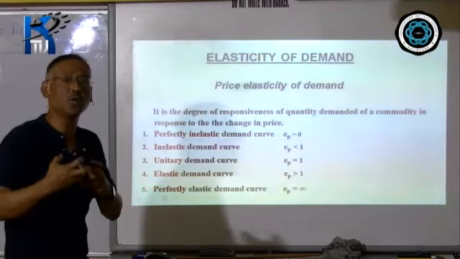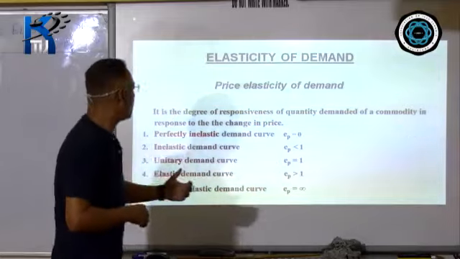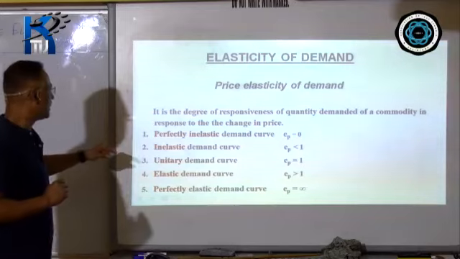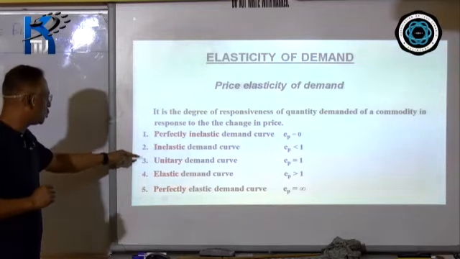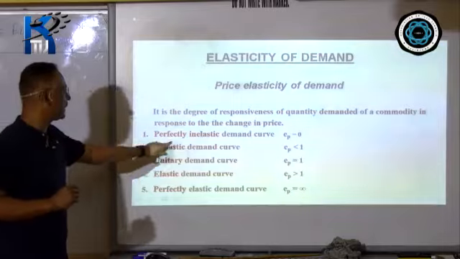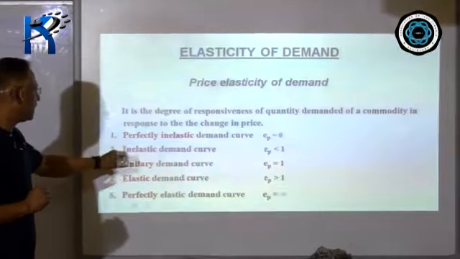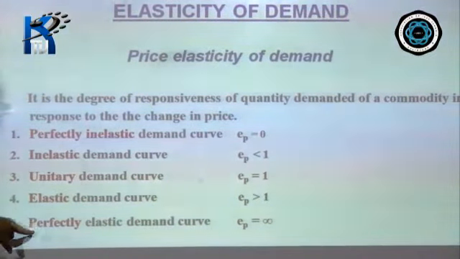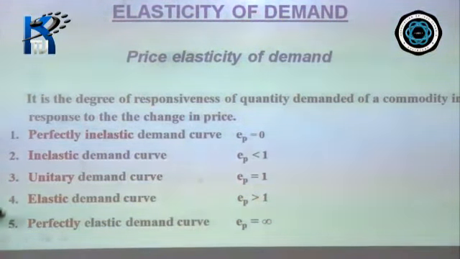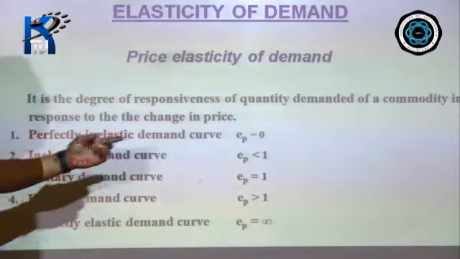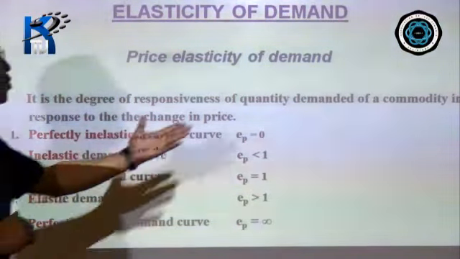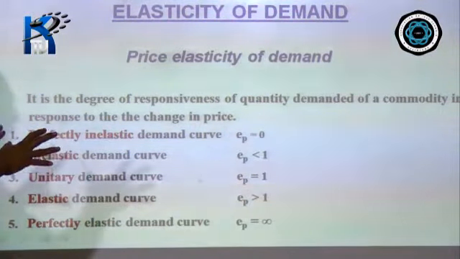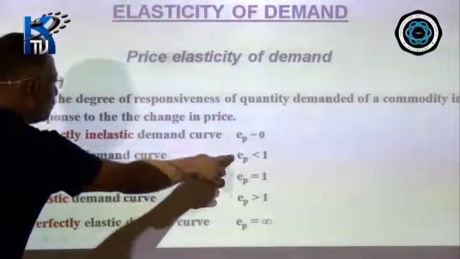So how much will the quantity demanded change when there is a change in the price? Here you will see there are 5 types: 1, 2, 3, 4, 5. Perfectly inelastic, inelastic, unitary, elastic, and perfectly elastic. So these are the 5 ways of how much the quantity demanded will change when there is a change in the price. I will start with price elastic demand and I'll explain how these values come.